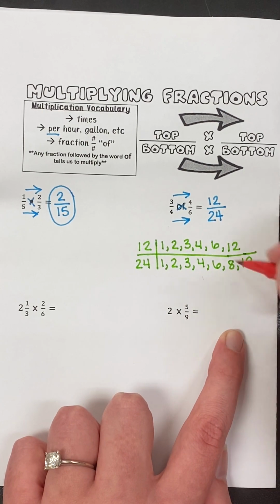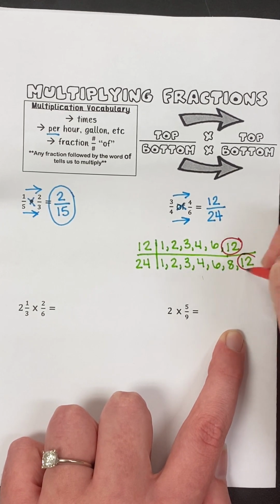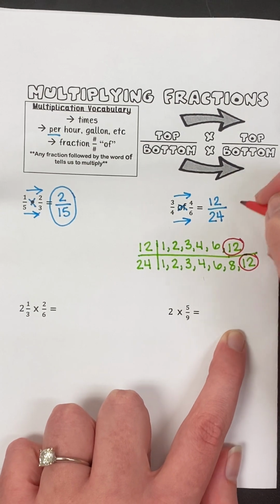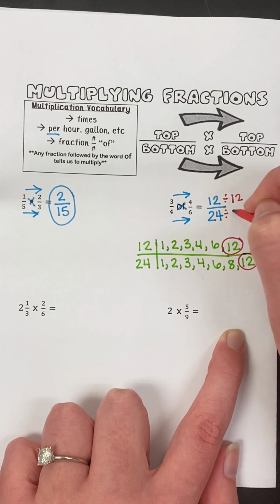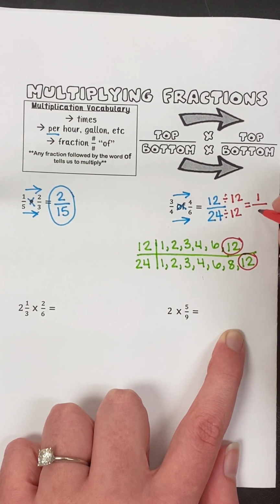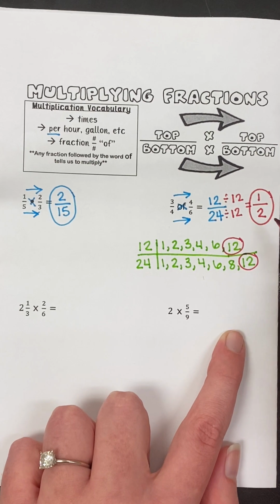the two biggest numbers that are the same in both rows. 12 was my biggest on top, and I have a 12 here. So that means 12 can go into both of these numbers. So I am going to now divide both of my numbers by 12. 12 divided by 12 is 1, and 24 divided by 12 is 2. So my real answer is 1/2.